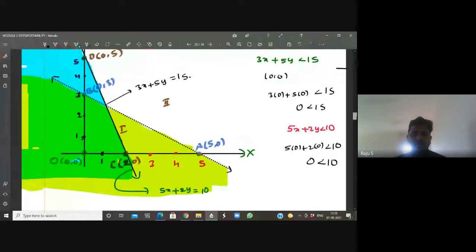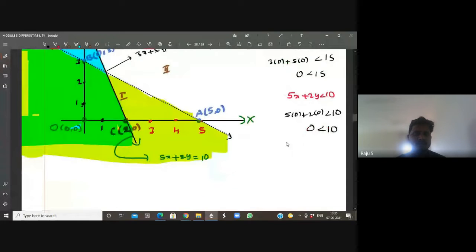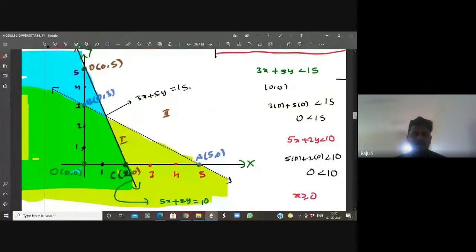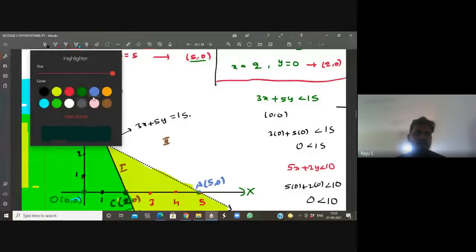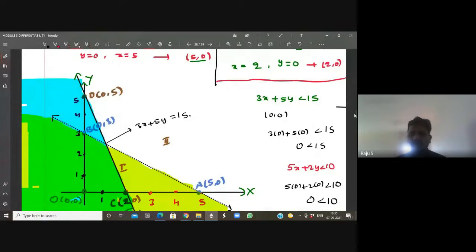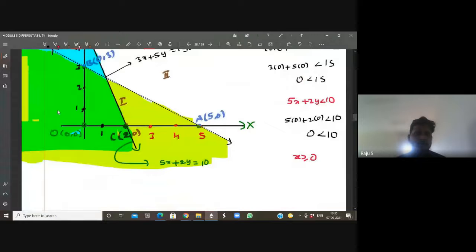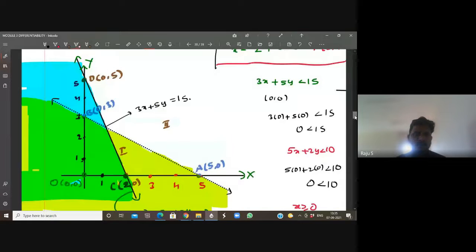Next, non-negative restrictions are there. That is x greater than or equal to 0. What is the shaded region of x greater than or equal to 0? Yes, students? X greater than or equal to 0 means this is the solution region.